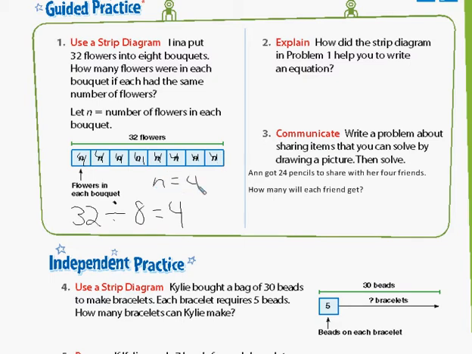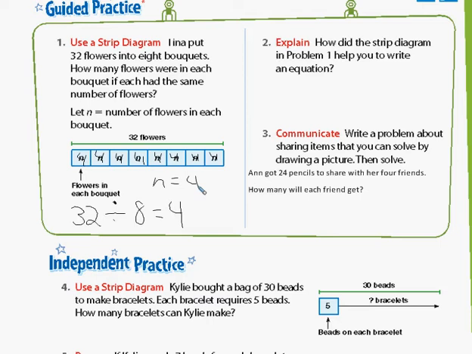Question number 2. How did the strip diagram in problem 1 help you write the equation? It just kind of gave you a picture to look at to help you write the equation. It helps it make a little bit more sense. Problem number 3. Write a problem about sharing items that you can solve by drawing a picture. Then solve. I'm going to do a strip diagram.